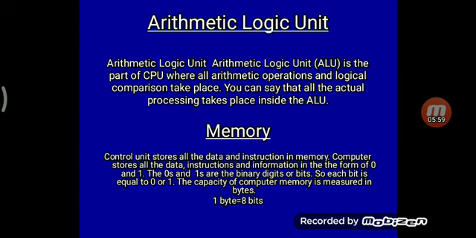Now memory. Control unit stores all the data and instructions in memory. A computer stores all the data, instructions and information in the form of 0 and 1. The 0 and 1 are the binary digits or bits. So each bit is equal to 0 or 1. The capacity of computer memory is measured in bytes. 1 byte equals 8 bits.